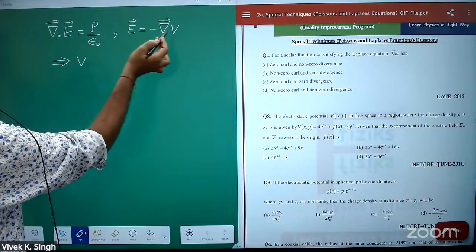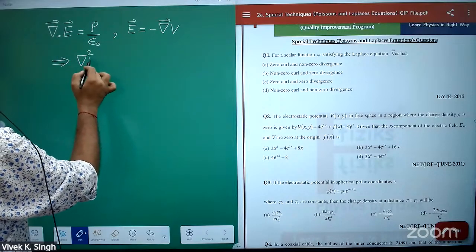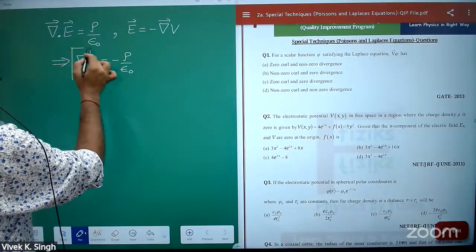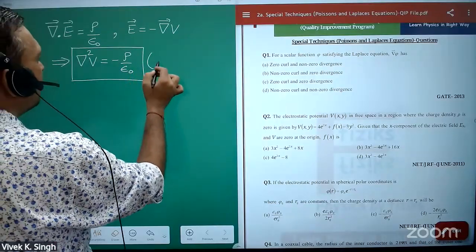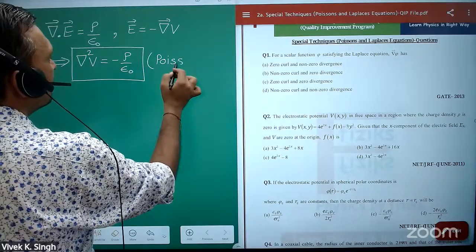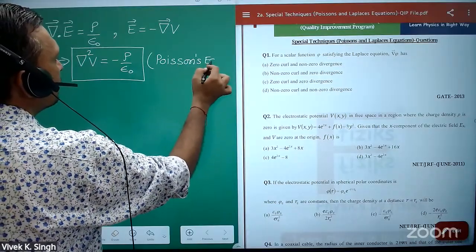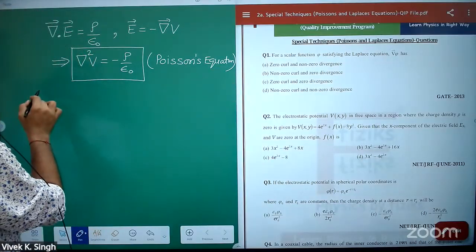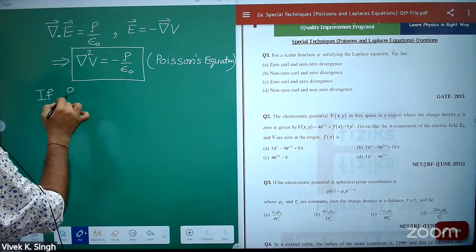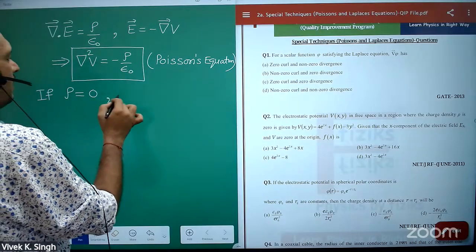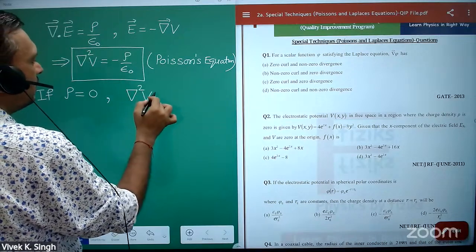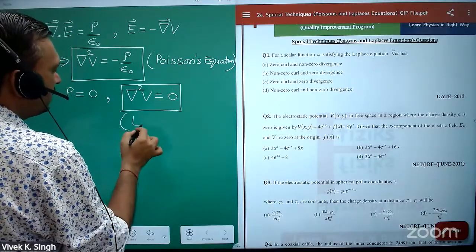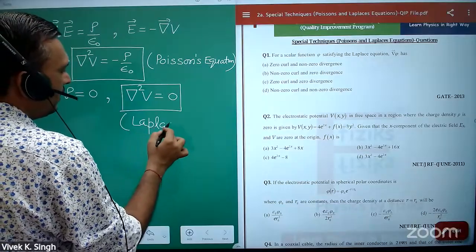divergence of a gradient will give you del square. So this will be minus rho by epsilon naught. This is called Poisson's equation. Now, if for some reason the charge density rho is 0 in some region, then you will get that del square V is 0. So this is called the Laplace equation.